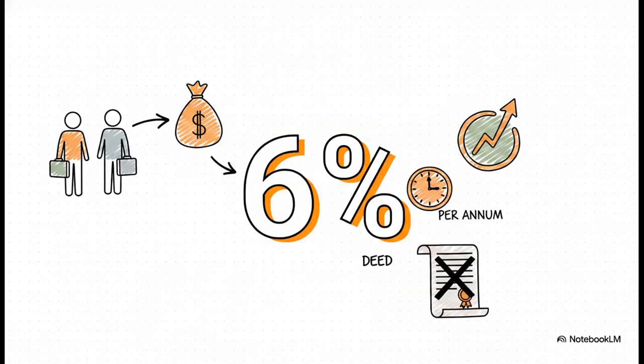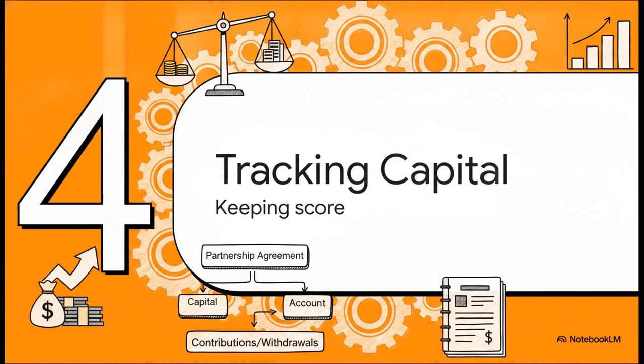Furthermore, the Act has a very specific default rule regarding loans. Let's say you provide an additional amount to the business as a loan, above and beyond your required capital, and you forgot to specify the interest rate in your deed. The Act automatically defaults to a strict 6% per annum interest rate. No more, no less.